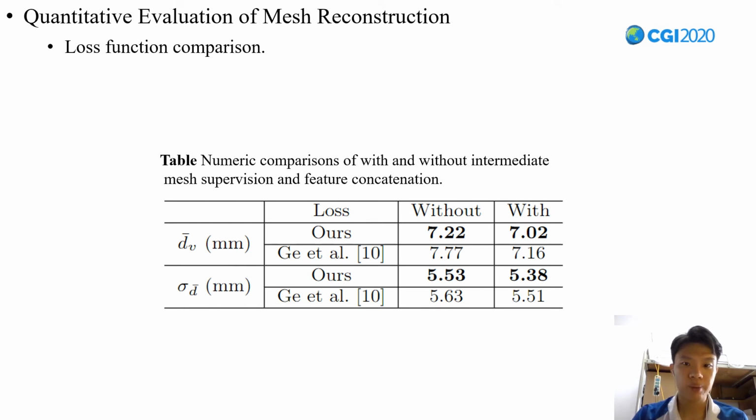We also studied the impact of intermediate mesh supervision and the feature recognition step of the hand mesh reconstruction model. And we compare our loss term to the loss function proposed in Ge et al. This table demonstrates that our loss function performs better than the intermediate mesh supervision, and the feature recognition step has a positive impact on the final loss. And our loss function is better than the one proposed in Ge et al.